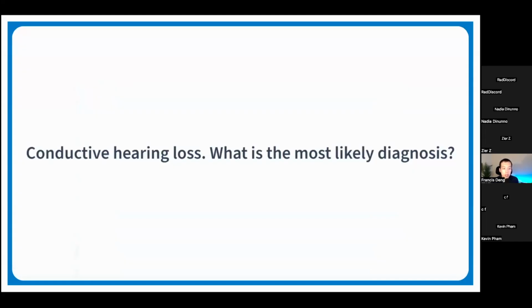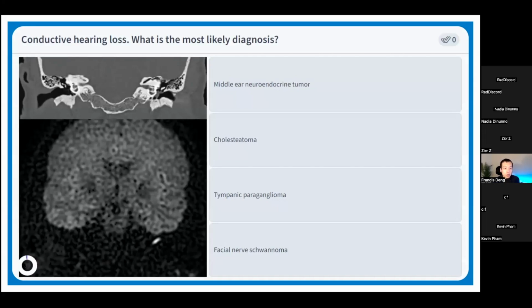This patient has conductive hearing loss. What is the most likely diagnosis? You see a coronal CT of the temporal bones and an MR image that you'll have to guess what it is.